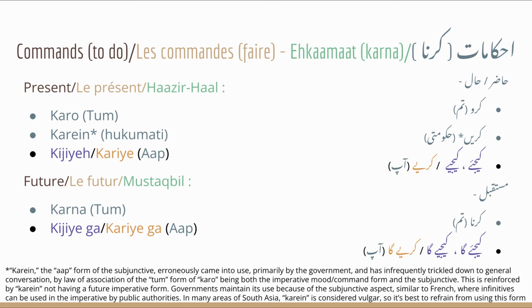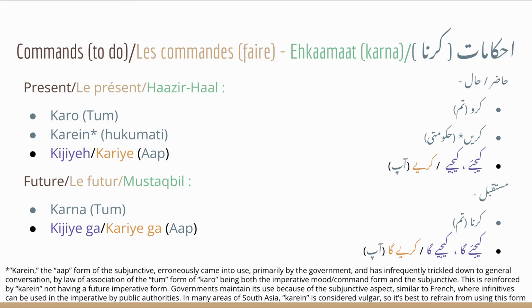But now Urdu and Hindi are unique, and they're probably one of the only, if not the only, languages that have a command form for the future. So the command form for tum in the future is karna. So it's just the infinitive of the verb. And for aap it's kijiyega or kariyega. When we do the future tense, you'll learn that ga is one of the most common ways to form the future. And it's derived from jana, which means to go, like you're going to do something.